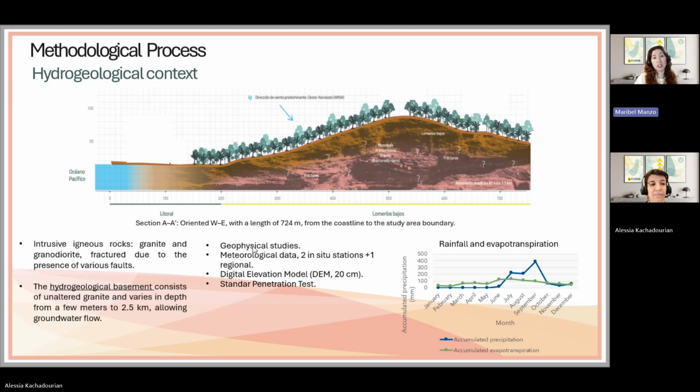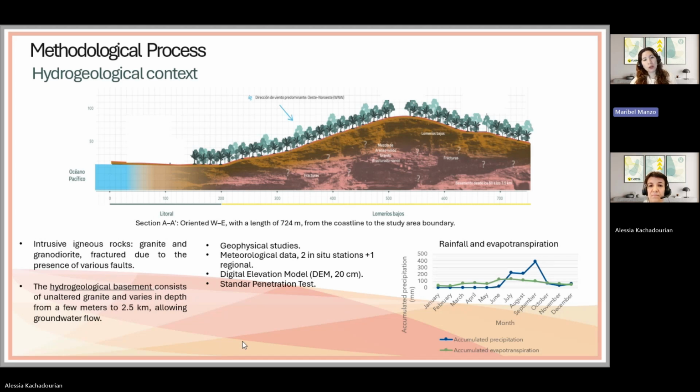Well, traditionally, hydrology focuses only on rocks. In this study, we use a more complete approach. We consider the rocks, the climate context, and the relief to understand how groundwater moves. And this picture shows a cross-section from the Pacific Ocean to the low hills. And one important part is the hydrogeological basement. It's made of granite and its depth changes from a few meters to about 2.5 kilometers. The basement is important because it controls the limits of groundwater flow. In this area, evapotranspiration is higher than rainfall during most of the year, so this water could be coming from a regional groundwater flow system.